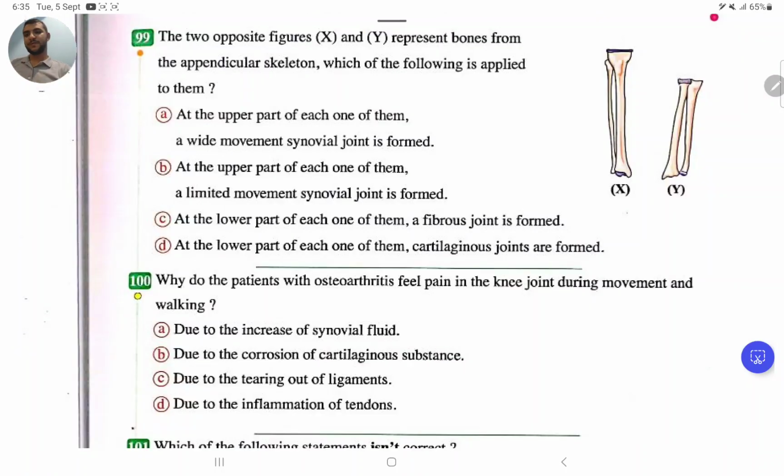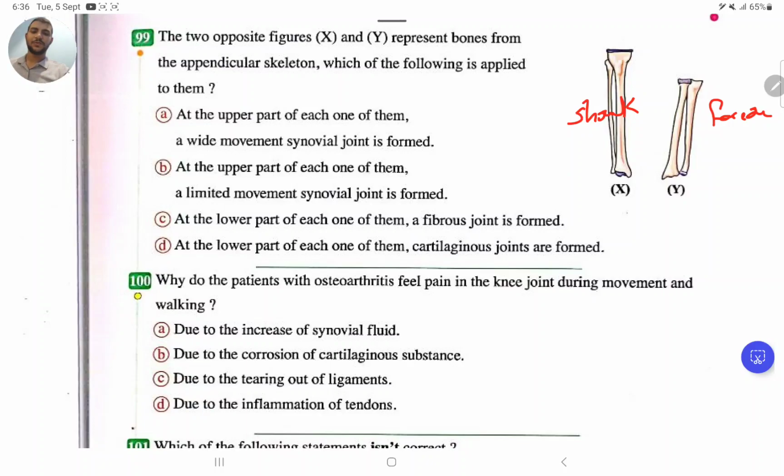Let's see question 99. The two opposite figures X and Y represent bones from the appendicular skeleton. Which of the following applies to them? Look guys, I'm talking about the appendicular skeleton, and in front of me I have one long bone and the shortest bone. I think it is the forearm, radius and ulna. It is a shank bone, tibia and fibula.